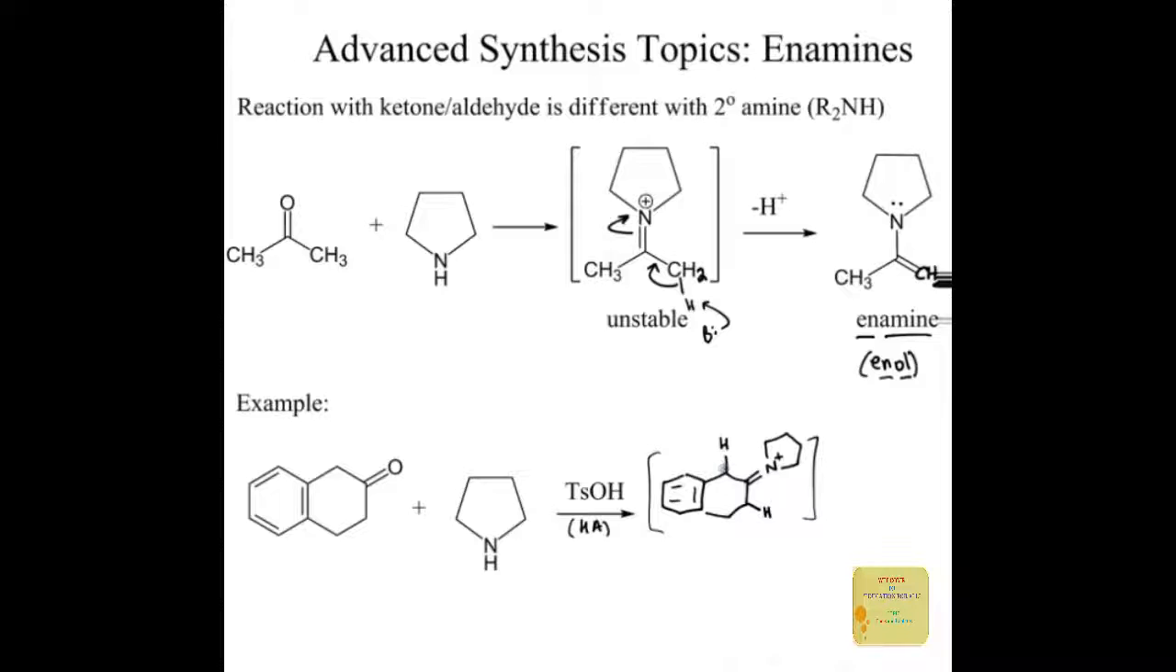And what we're going to do is we're going to want to go for this proton because that's going to give the more stable enamine product out. And so this is a feature of enamine chemistry, is you get the more stable structure out, known as the thermodynamic enol equivalent.